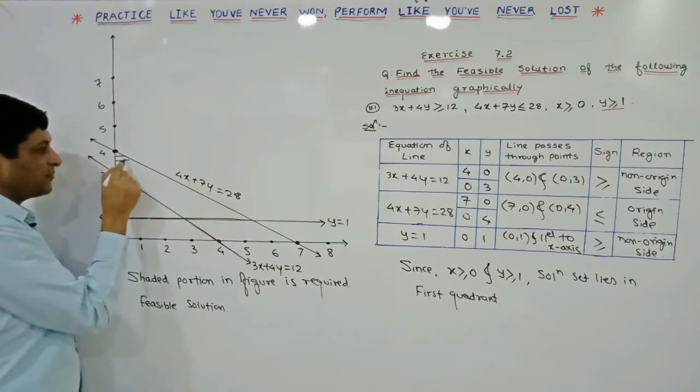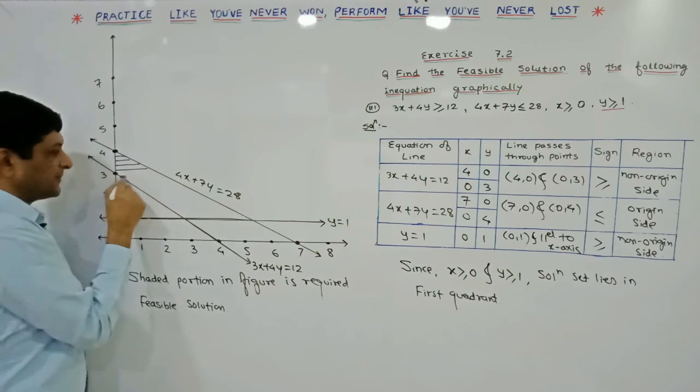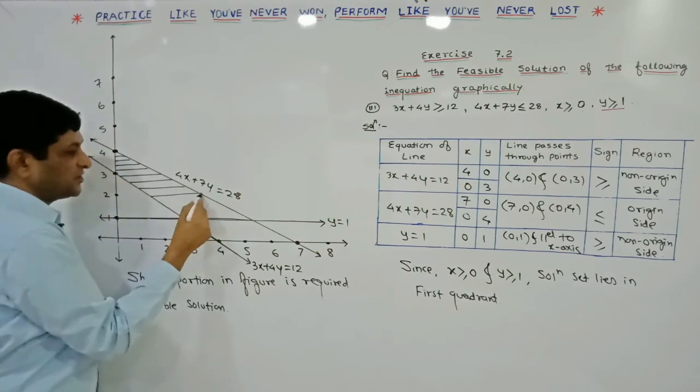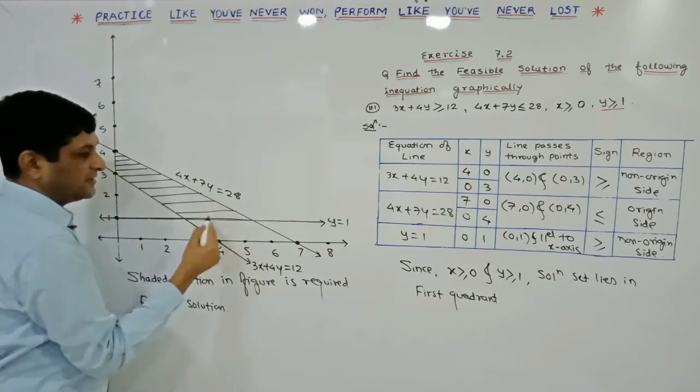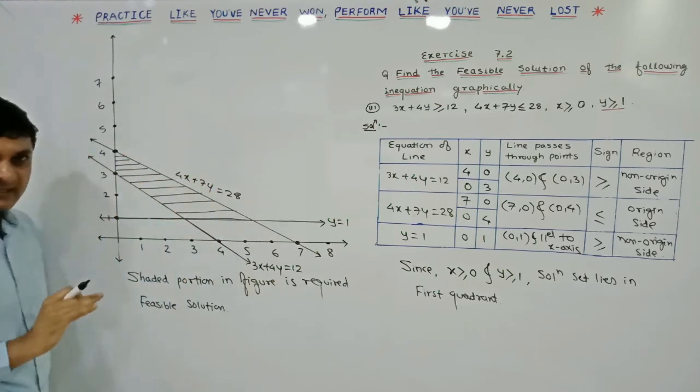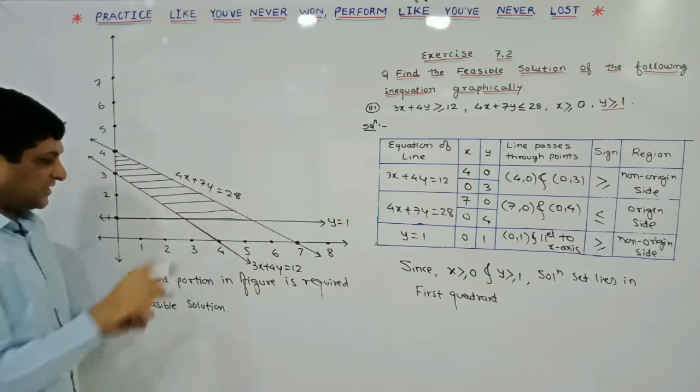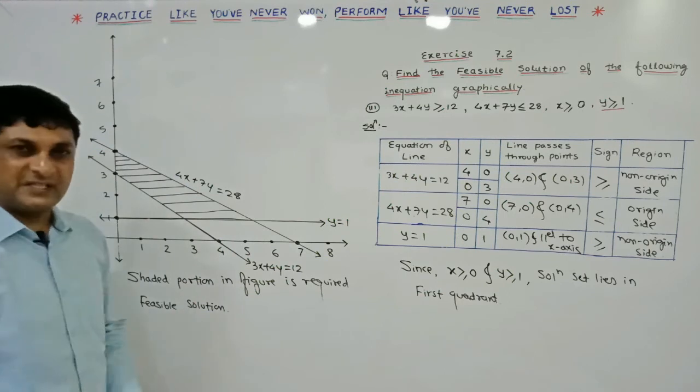Means we can easily observe that this portion, or the set of all points in this portion, satisfies all the given constraints. And that's why we can say that the shaded portion in the figure is the required feasible solution.